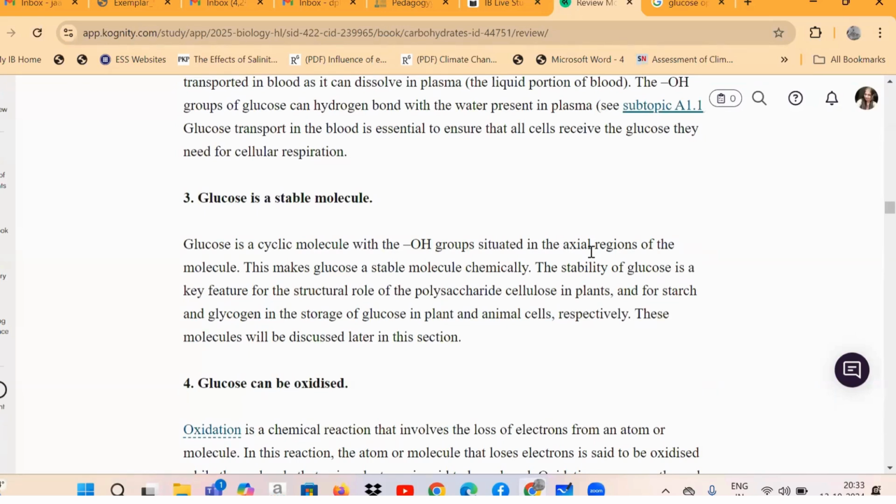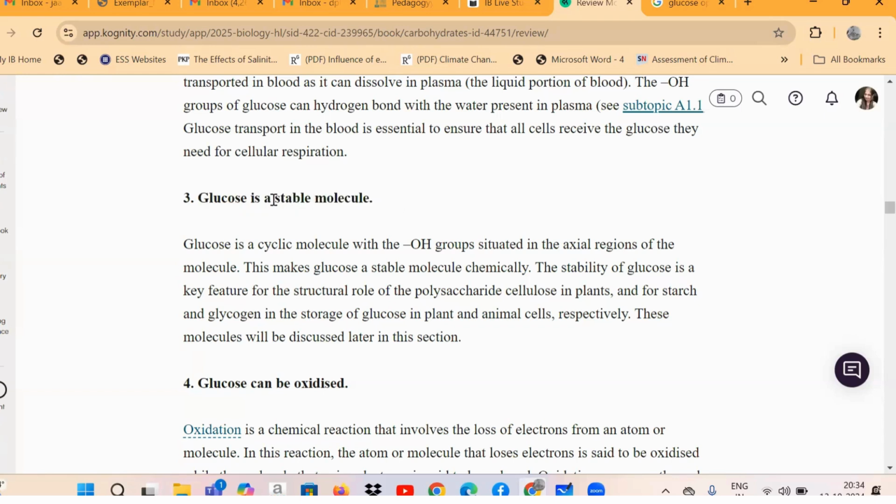Axial means a 90 degrees axis. Exactly. So this is a cyclic molecule with OH groups situated in axial regions of the molecule. Axial bonds of glucose are bonds that are present at a 90-degree plane with the ring. That is what we call the axial region. This is what makes glucose a stable molecule.